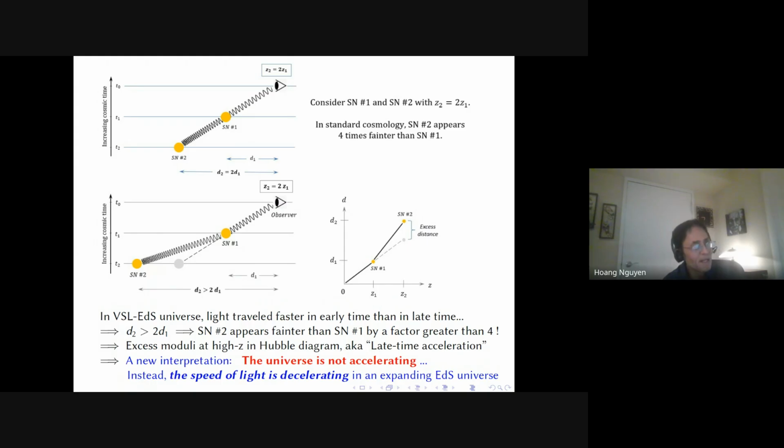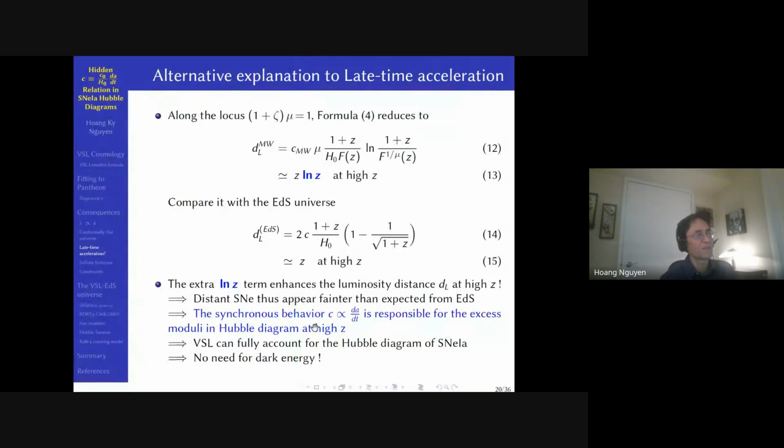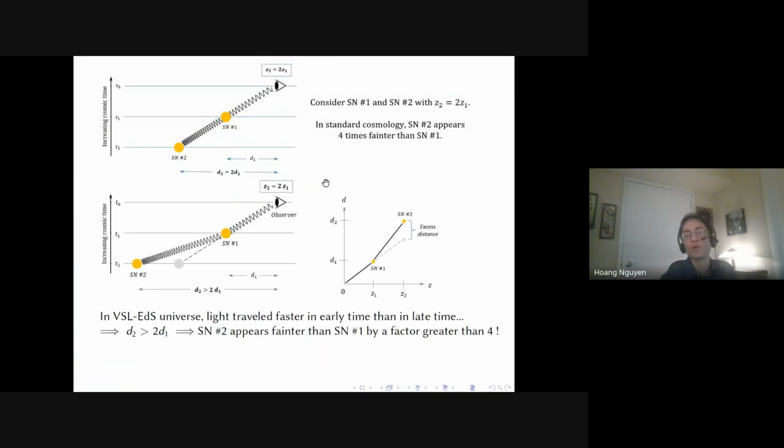Now we have a new interpretation. I know this is a bold reinterpretation, that the universe is not accelerated, but the speed of light is decelerated in the expanding EDS universe. So the underlying cosmology is still EDS. There's no need to introduce lambda. However, the speed of light is declining. Okay, that's an entirely new interpretation. And so I give you this one to explain mathematically, but also I give you the intuitive picture behind that.